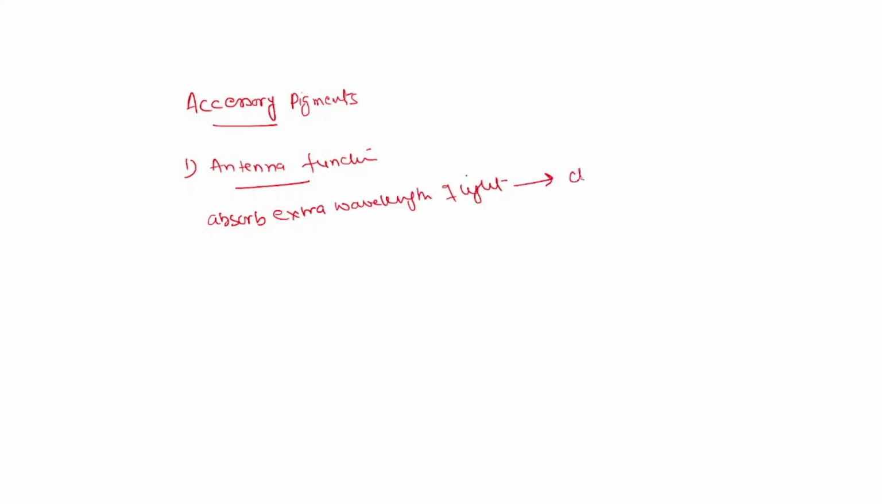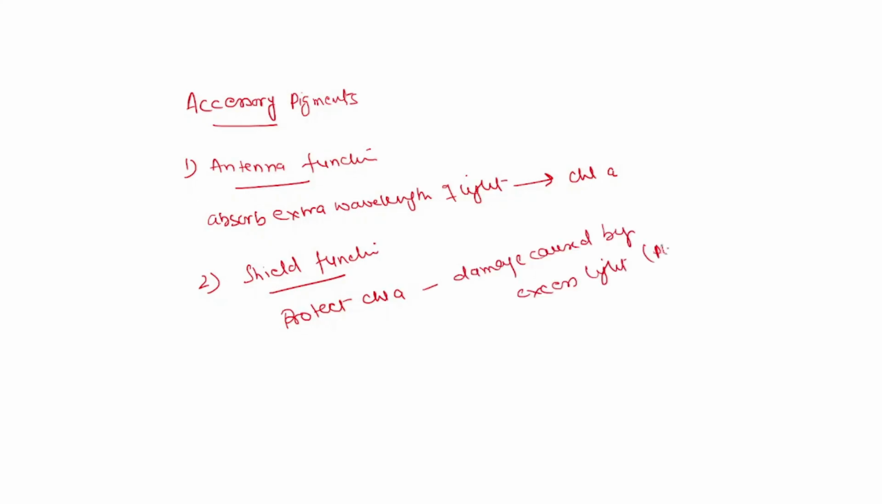Student, accessory pigments perform 2 types of functions. What are they? First is antenna function. What do you mean by antenna function? It means accessory pigments absorb extra wavelengths of light and pass the energy to chlorophyll A, as chlorophyll A cannot absorb all colors efficiently, so accessory pigments help capture more light colors. Second one is shield function. What do you mean by shield function? Shield function means accessory pigments protect chlorophyll A from damage caused by excess light. This is photooxidation. Means accessory pigments perform two types of function: antenna function, in which they absorb extra wavelengths of light and pass the energy to chlorophyll A, and second is shield function, which means accessory pigments protect chlorophyll A from damage caused by excess light.